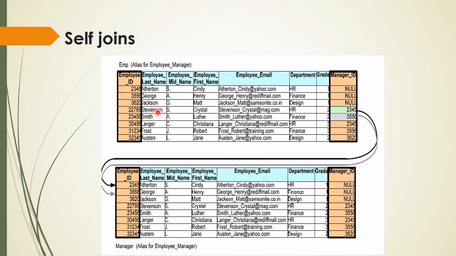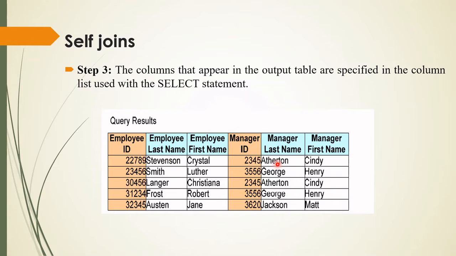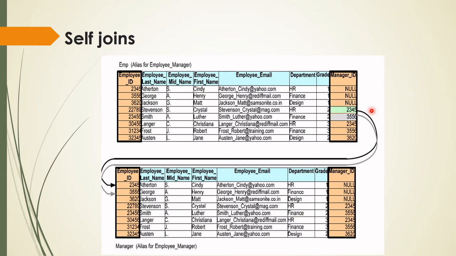So Stevens's manager is Atherton. Smith's manager is George, Langer's is Atherton, Frost's is George, Austin's is Jackson. Stevens, Smith, Langer, Frost and Austin have a manager ID, and this manager ID is compared over here. So 2345 is Atherton. Whoever has the manager ID 2345, their manager is Atherton. Whoever has 3556, their manager is George. So Smith has 3556, so Smith's manager is George.